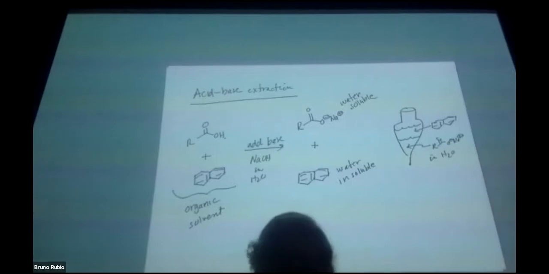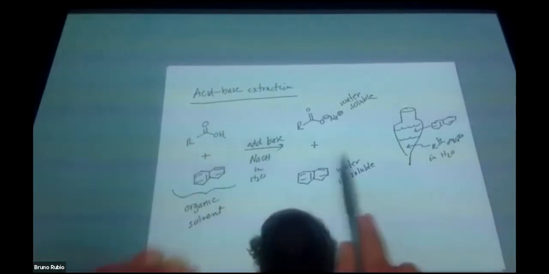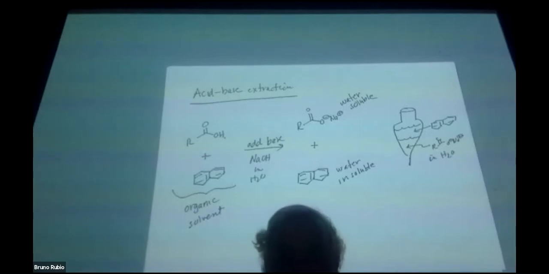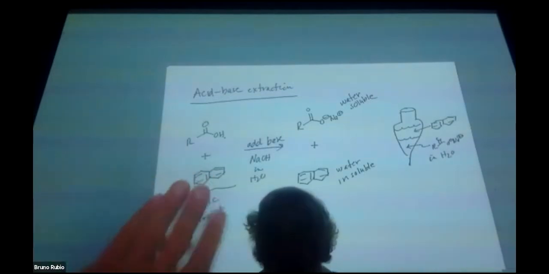And then you can also change this up where you have a base there, and you would add an acid. So this is just a slightly fancier version of extraction. But again, it all hinges on having these two immiscible layers, an organic solvent and an aqueous layer, or two solvents that don't mix. So that's another way of separating stuff.